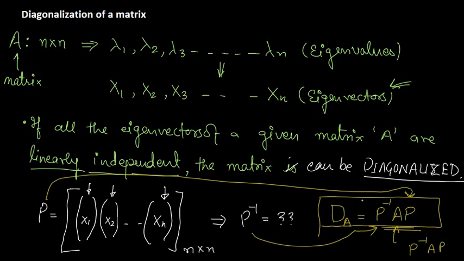Now one can ask a very simple question: why only independent eigenvectors? What happens when there is linear dependence in the eigenvectors? So let's see what happens there.